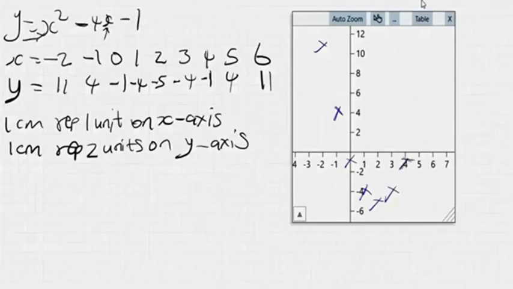Okay, when our x is 5, our y is 4. So when you trace it, it's going to be somewhere here. Okay, when our x is 6, our y is 11. So when you trace it, it will still be somewhere here. Okay, so we have traced all the points. So let's now join them, and with this we get our quadratic graph.